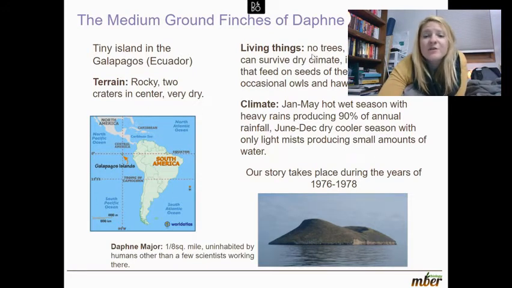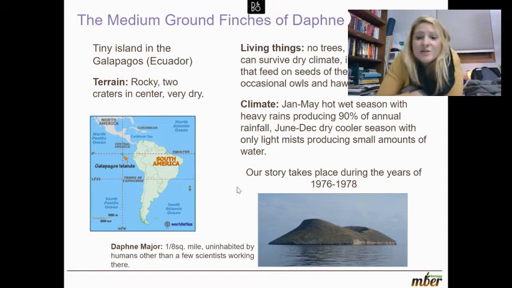So like I said, there are no trees, and some plants that can survive the dry climate do live there, like cacti. And there are insects, finches that feed on the seeds of the plants, and occasionally owls and hawks. The climate here would be a typical tropical climate. From January to May, it is a hot, wet season with heavy rains producing 90% of the annual rainfall. And then June through December is their winter, or their drier, cooler season, with only light mists producing small amounts of water. The story that we're going to look at with the finches will take place during 1976 to 1978.